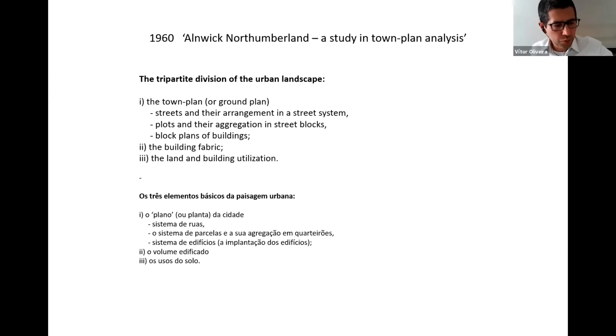So to understand Conzen's work, we have always to bear in mind this idea of a tripartite division of the urban landscape, meaning that each and every urban landscape has to be addressed considering these three elements of analysis. A full understanding of the town plan, of the building fabric, and of the land and building utilization. And when I say town plan, I mean how streets, plots, and the block plans of buildings are organized.